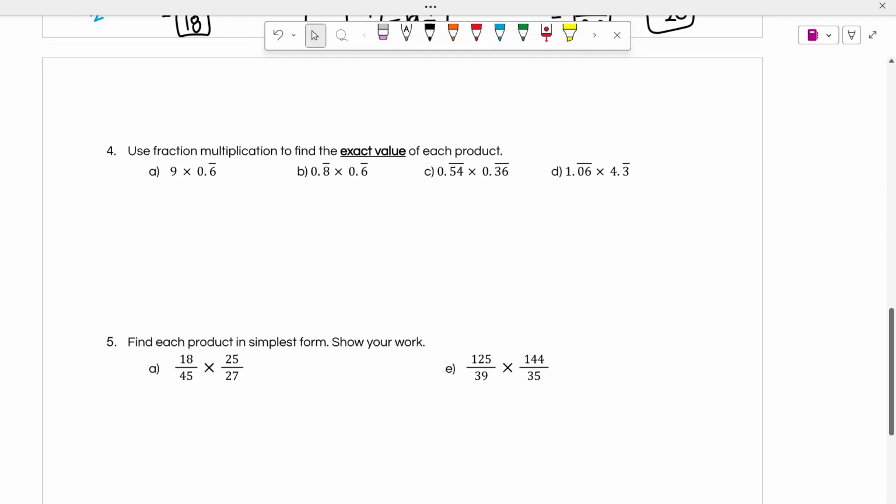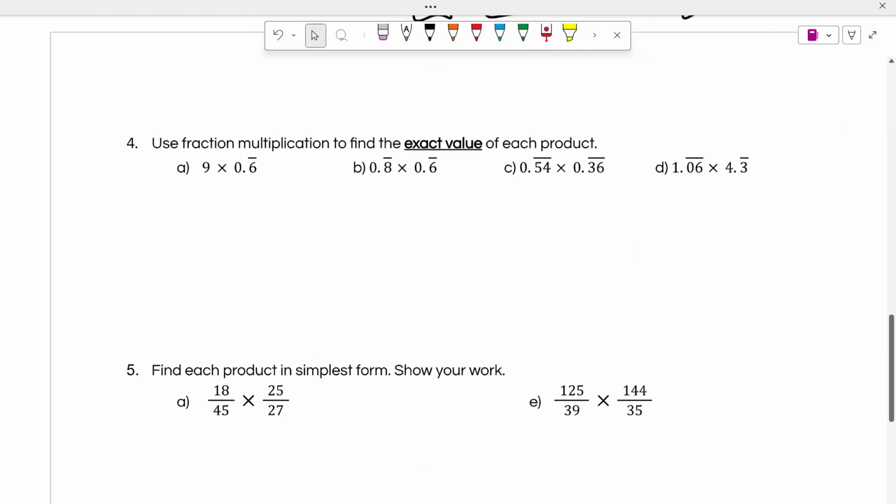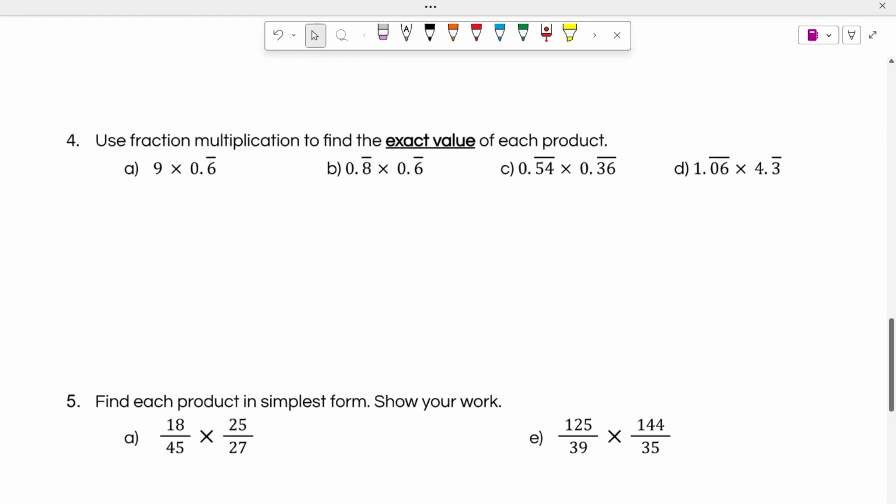Now, we can apply those ideas to a few other skills that would be quite difficult to do without our fraction multiplication, and one of those is working with repeating decimals. We know from conversions that a repeating decimal is that digit over the number of nines. That's the same as the number of digits that repeat.